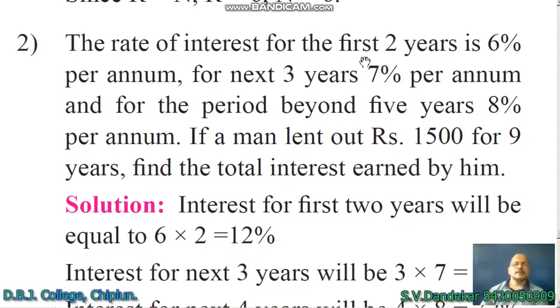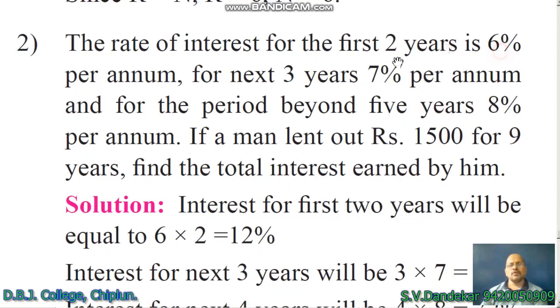compound interest. Now for first 2 years the interest rate is 6, so for 1 year the interest rate is 12. For 3 years interest rate is 7%, so for 1 year 7 3s are 21, the interest rate is 21. And after 5 years up to 9 years, that is for 4 years, interest rate is 8%, so 8 4s are 32. 32% is for 1 year.